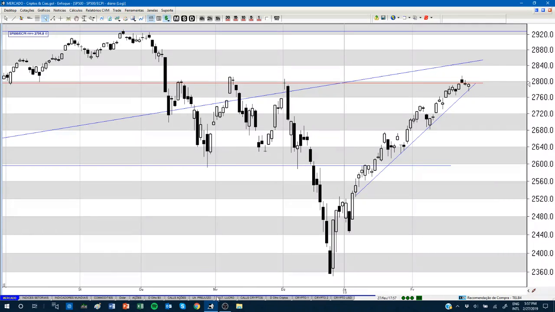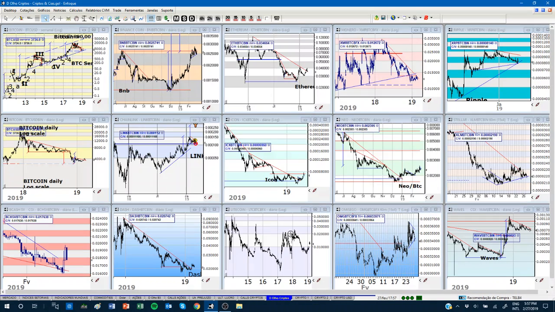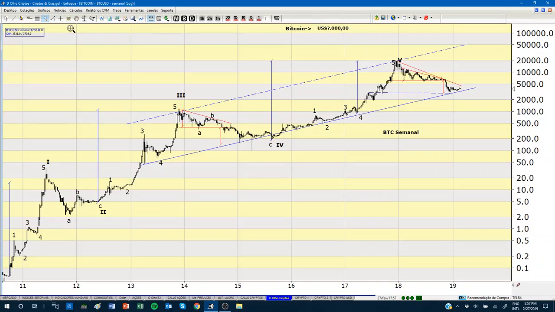Zoom out here, and we'll start with Bitcoin. So I wanted to show you this channel, which is what I'm working with nowadays. And considering that channel, there is one important thing to notice. We would have had wave 1, 2, 3, 4, and 5 already, right?